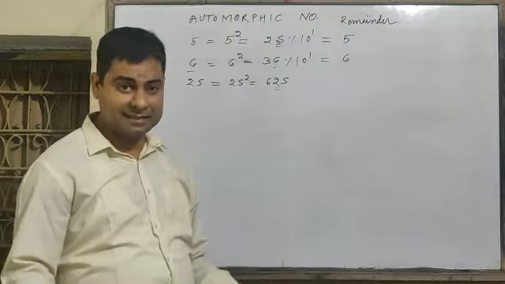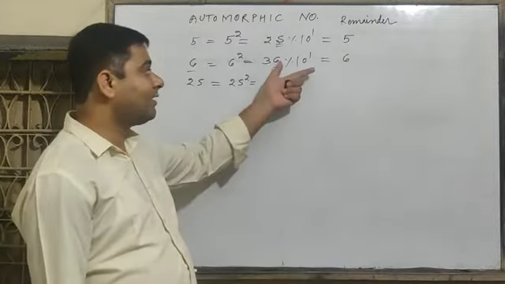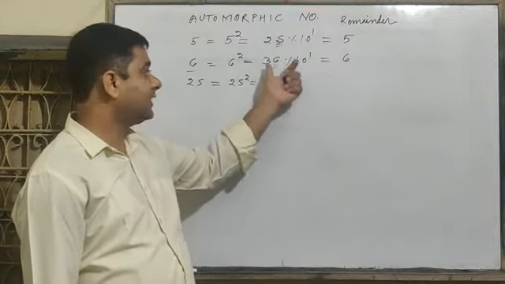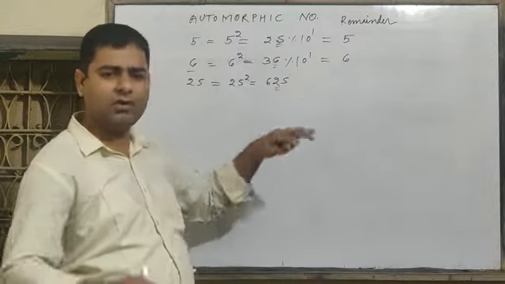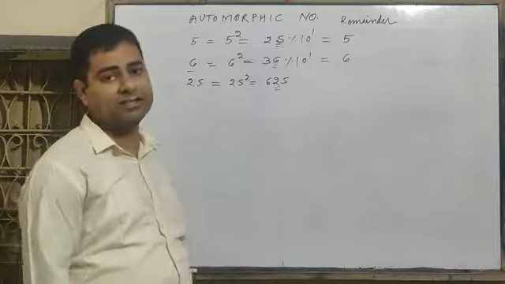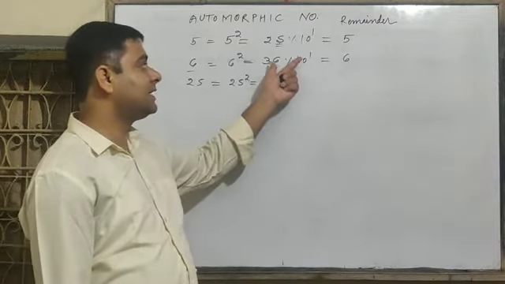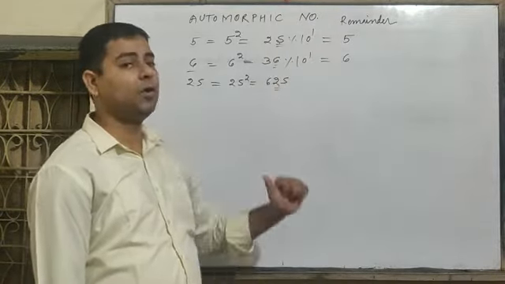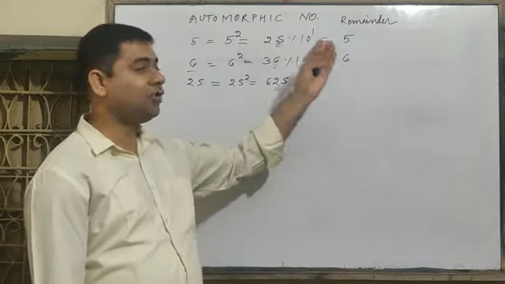We will extract 6. How do you extract 6? You have to calculate 36 modulus 10 raised to the power 1. Why? Because only one digit we have to extract. Why are we extracting one digit? Because the number has one digit. So 36 modulus 10 raised to the power 1 will give you 6.